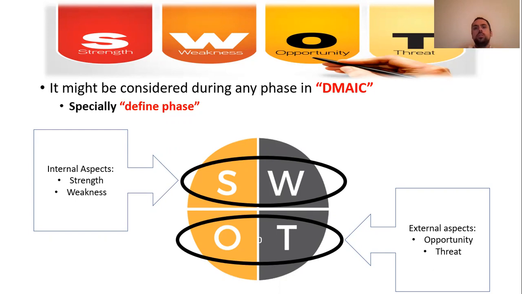SWOT usually is divided in two parts: the internal aspect in the organization and the external aspect. Some factors are related to the inside of the company, which consist of strengths and weakness, and some factors come from outside of the company. They are opportunity and threat.